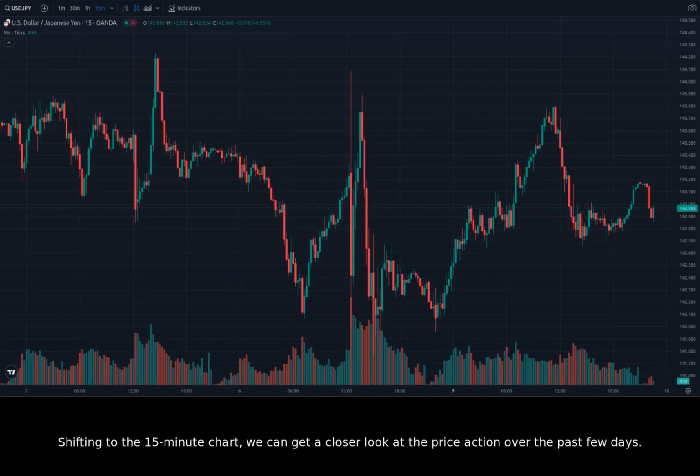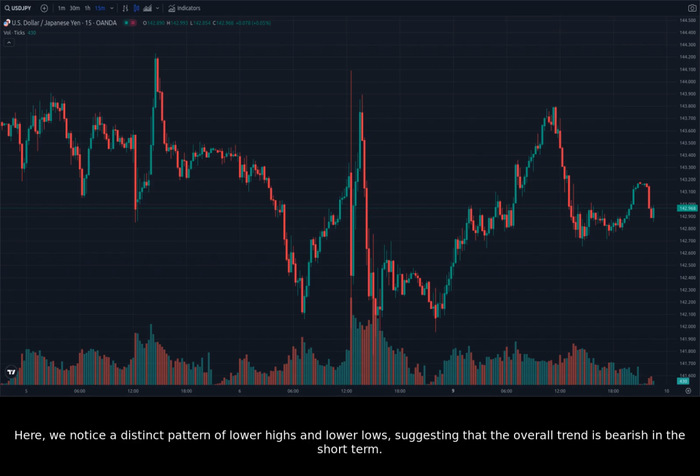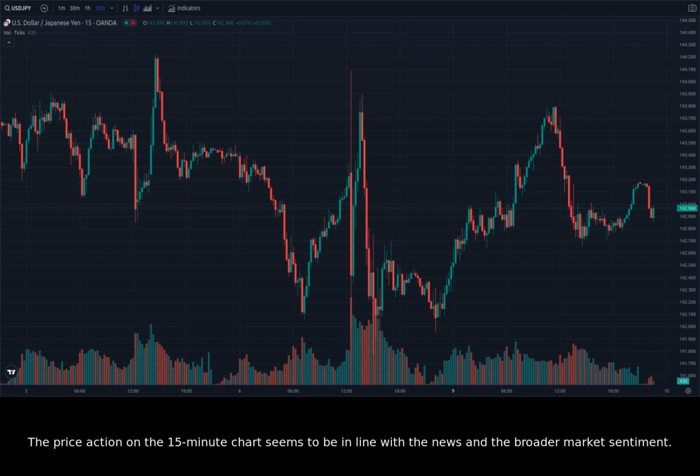Shifting to the 15-minute chart, we can get a closer look at the price action over the past few days. Here, we notice a distinct pattern of lower highs and lower lows, suggesting that the overall trend is bearish in the short term. We can see the recent selling pressure in action as the USDJPY struggled to gain momentum and break above the 143.5 level.